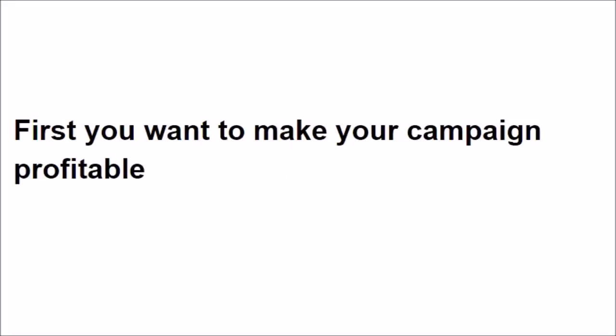So the first step is that you want to make your campaign profitable. You create an ad using the exact keyword and then you let it run and you make a conversion. Once that has happened and you spend less money on advertising than you made in commissions, then your campaign is profitable and then you can optimize the campaign.